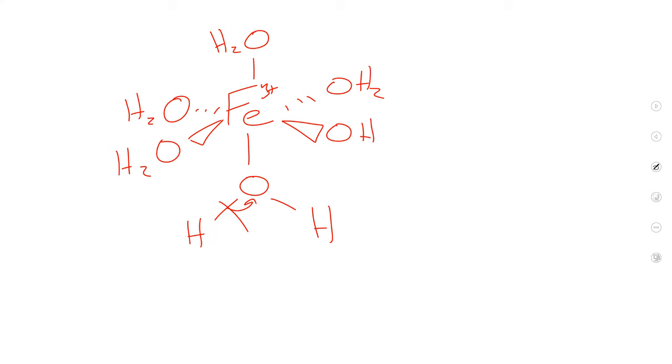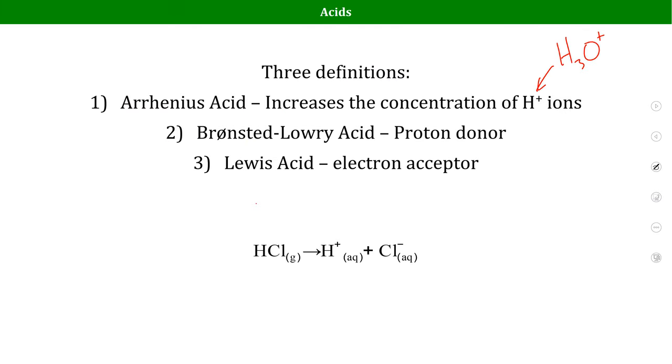So you can have an acid that meets two, but not all three of our acid criteria, which is why we have all three definitions. They're not all saying the same thing, because you can have one and three without two, and you can have two and one without three.